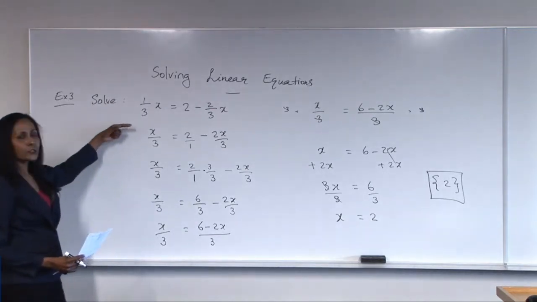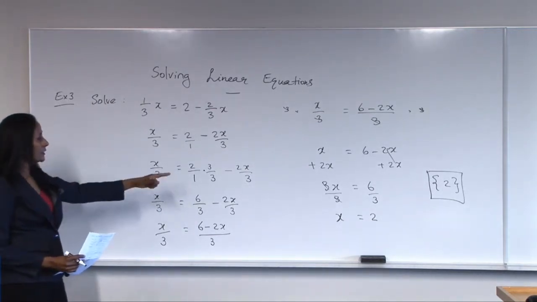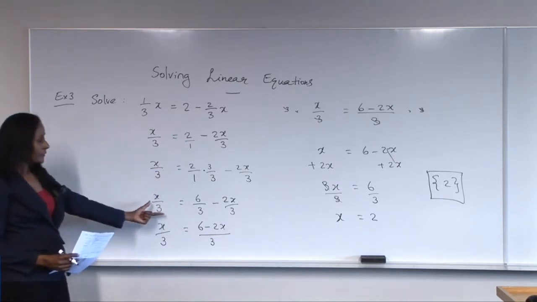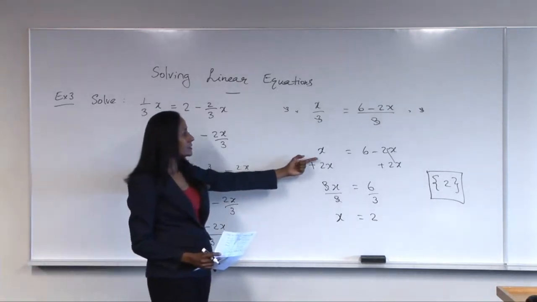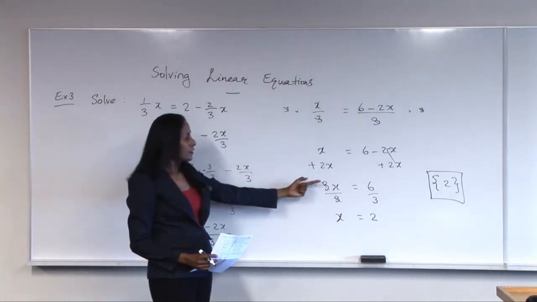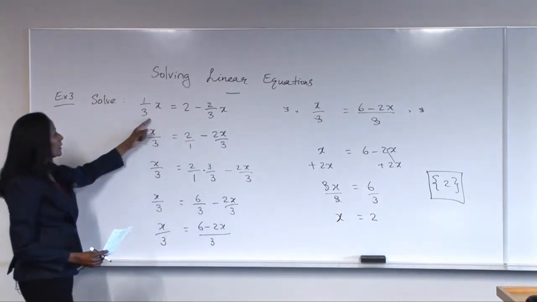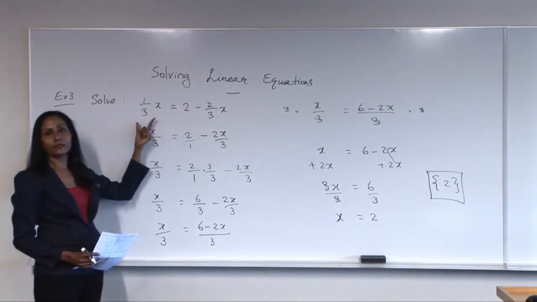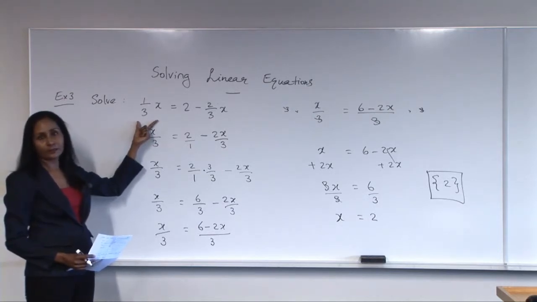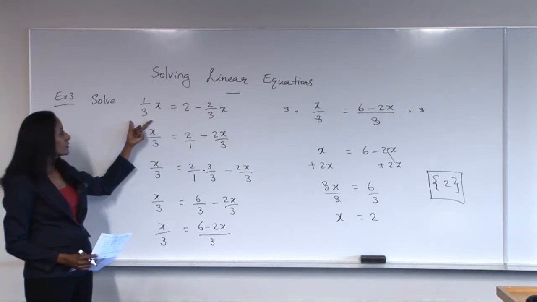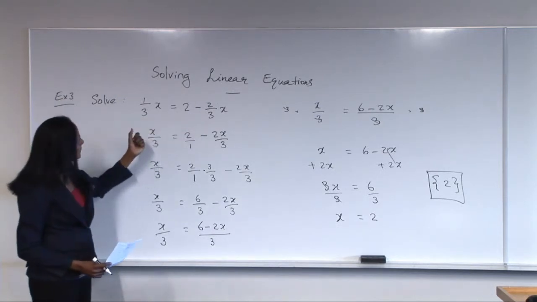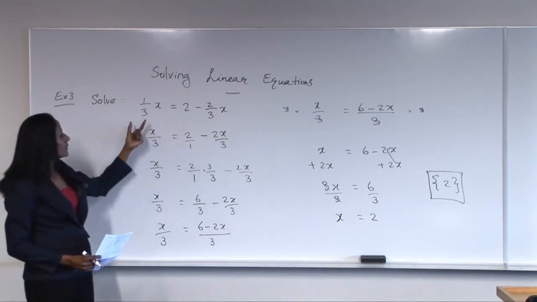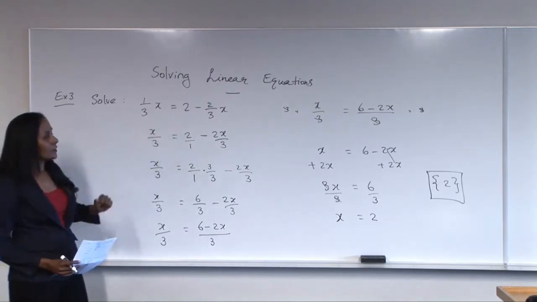So we can do this problem in 2 different ways. I showed you by making the denominator the same first and then getting an equation like this without the denominator, and then you can solve. Otherwise, you can add 2/3 x to both sides, and you have the constant, and 1/3 x plus 2/3 x. Then the denominator is the same, so that is going to be 3x over 3 is equal to, let's see, positive 2. So x is equal to 2.